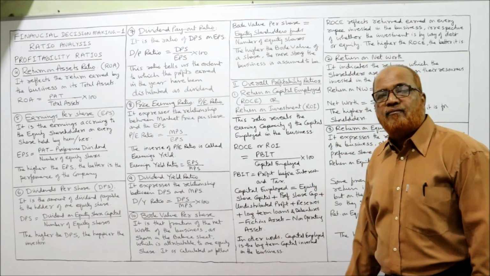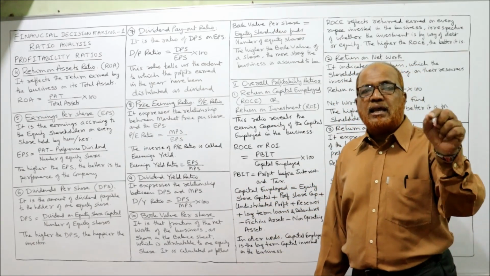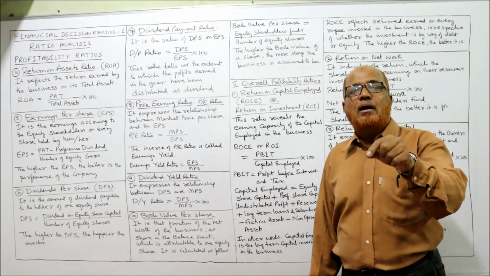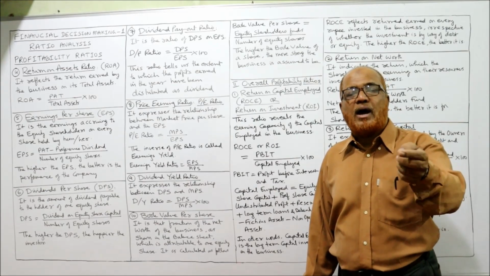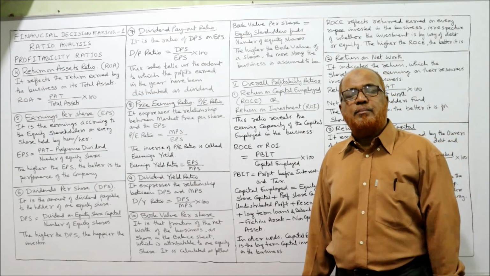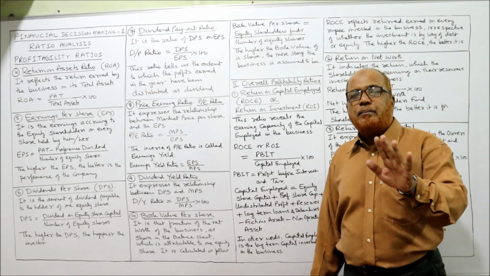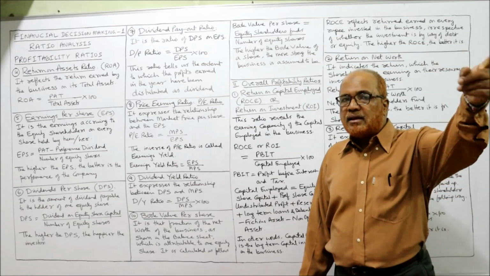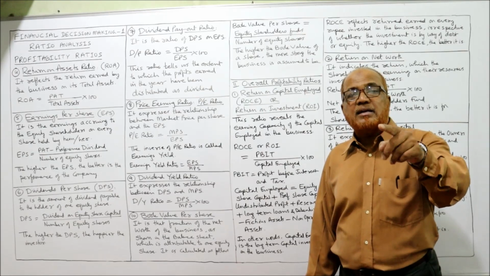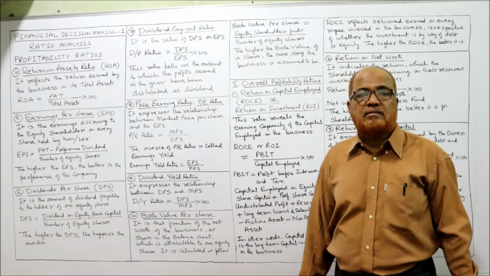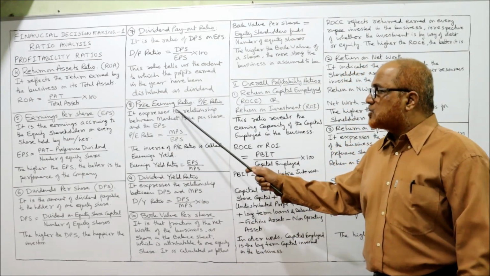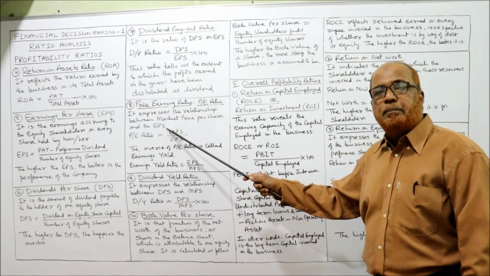Next one, the price earning ratio. This ratio is also very, very important. The price earning ratio is called the PE ratio. It expresses the relationship between market price per share and earnings per share. For example, the earning per share is 10 rupees and the market price per share is 100 rupees. That means the market price is 10 times the earnings. 10 times the earnings, that is the PE ratio. So it expresses the relationship between market price and EPS.